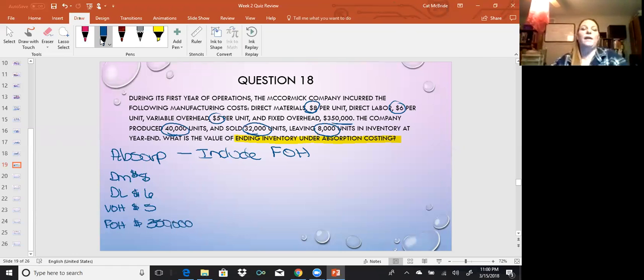The first thing we have to do is, all of these are in unit costs, so we have to make fixed overhead a unit cost. For that, we're going to divide it by the number of units that we produced, because the overhead was incurred during production. So what's 350,000 divided by 40,000? $8.75. That's our fixed overhead per unit.